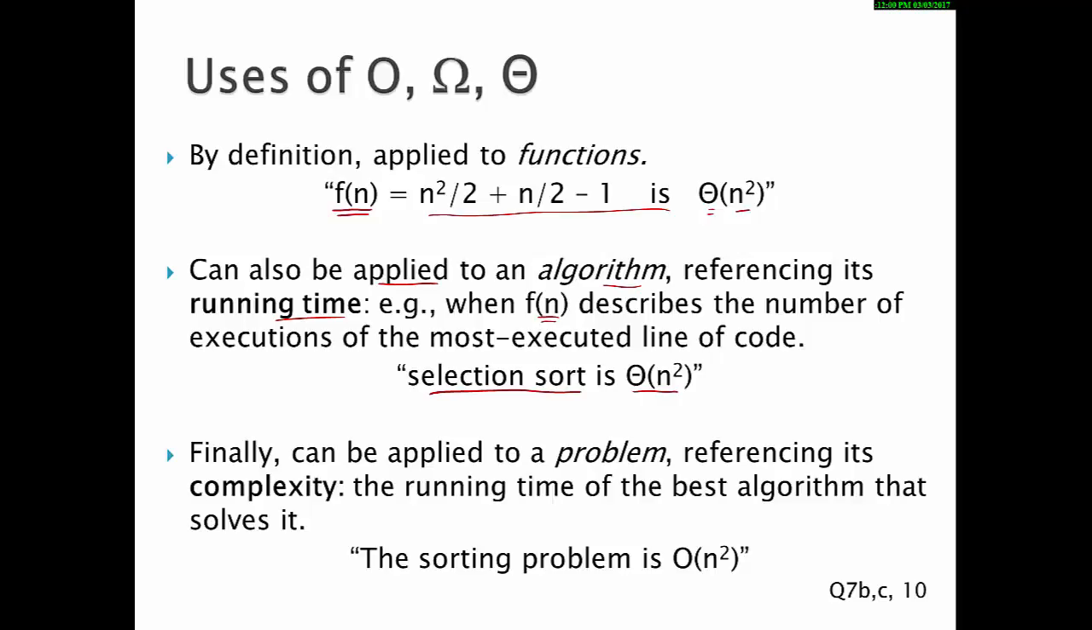But it's also the case that big O can be applied to a problem. Here we're talking about the complexity of the problem, how hard it is, and you're talking about the running time of the best algorithm that solves it. So we could say that the problem of sorting is big O of n squared. And that's true, and you might think, wait a minute, I know of a sorting algorithm that's faster than this. I know of merge sort, and that's n log n. Sure, and that is still big O of n squared. So I can still say this safely.